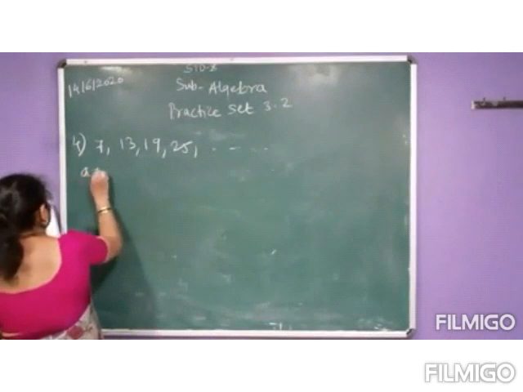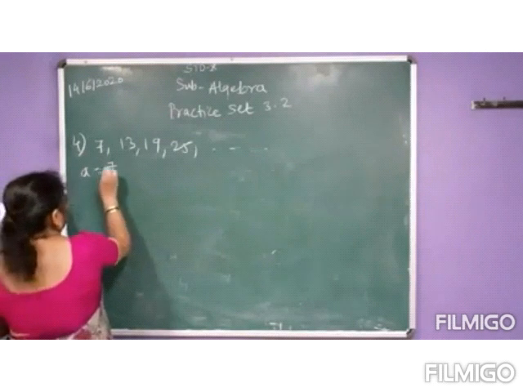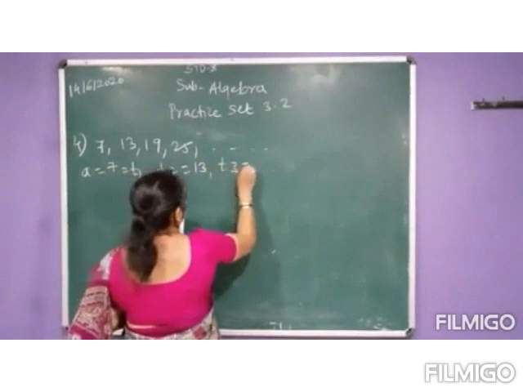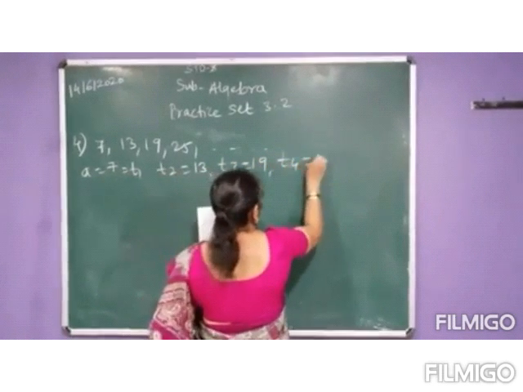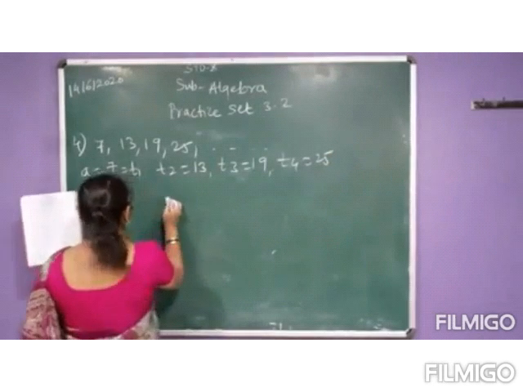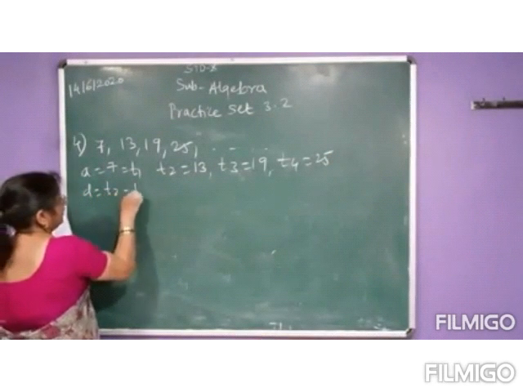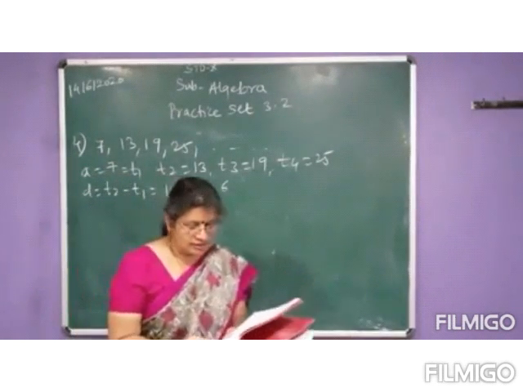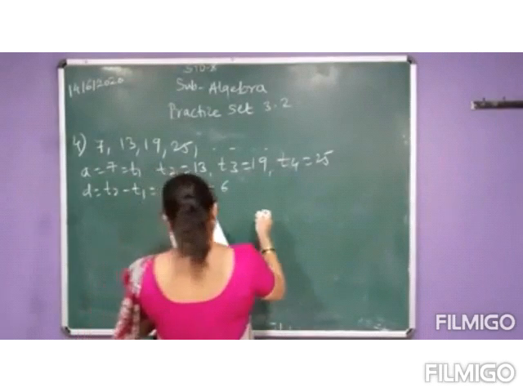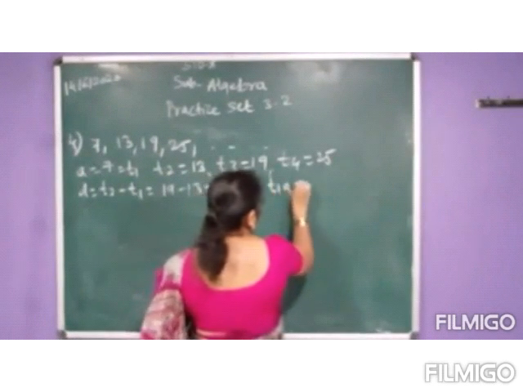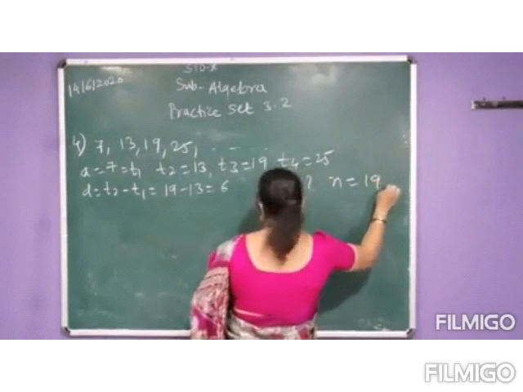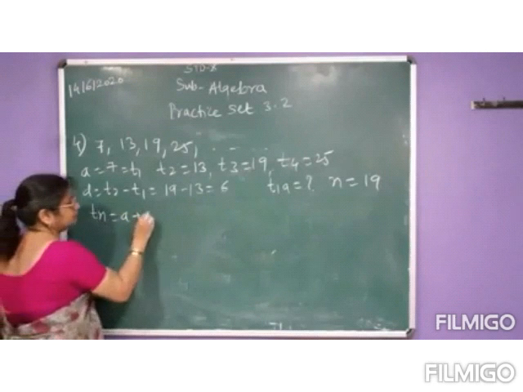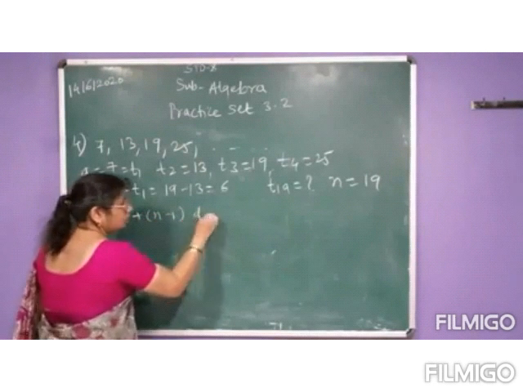So here A is 7, or T1 you can say is 7. T2 is 13, T3 is 19, T4 is 25. Then you can find out D: T2 minus T1, 13 minus 7, so 6. So D you got as 6. Then you have to find out T19, so N is equal to 19. So we will write the formula: Tn is equal to A plus N minus 1 into D.